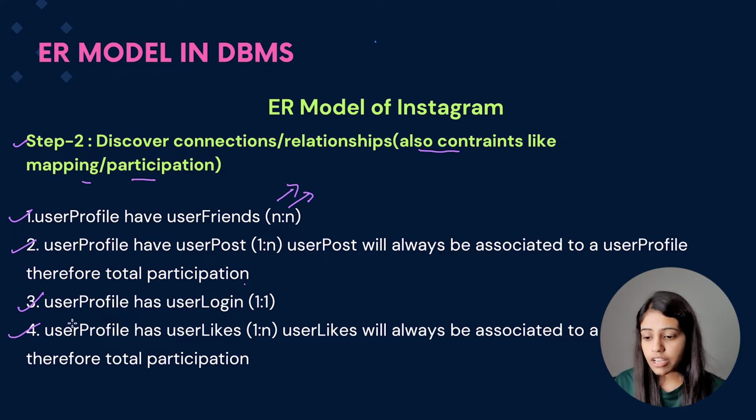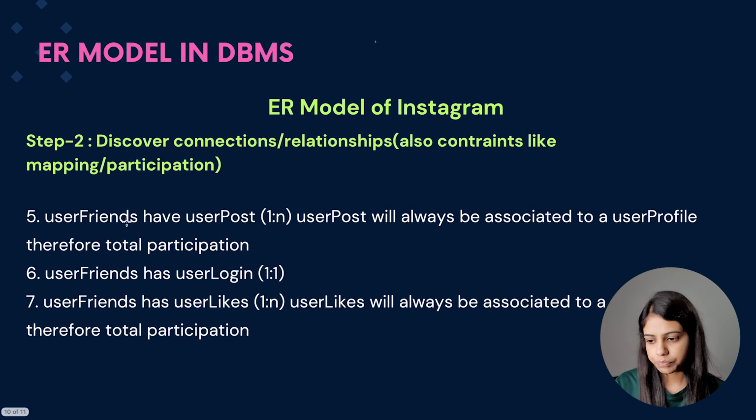Now the fourth is user profile has user likes. One user profile can like many posts. There are many friends of mine, so I'm liking every post uploaded by them. So one user profile can have many likes. User likes will always be associated with a user profile, therefore there is a total participation.